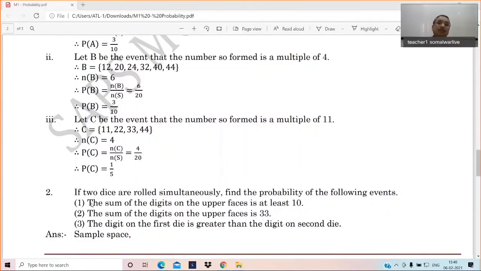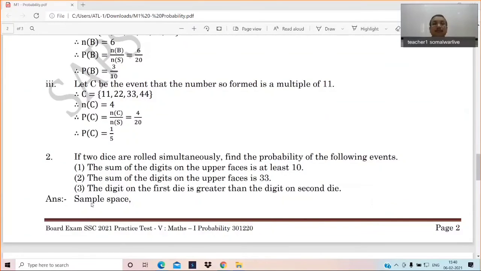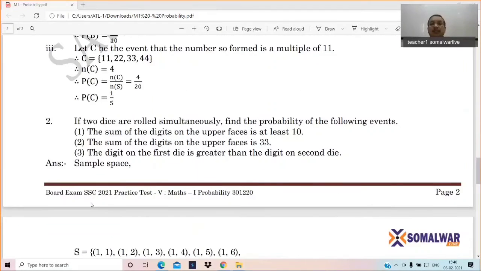Okay. Now, coming to the second question. If two dice are rolled simultaneously, each die will have 6 outcomes. So, total number of outcomes is 6 into 6, 36. Then find the probability of the following events: the sum of digits on the upper face is at least 10; the sum of digits on the upper face is 33; the digit on the first die is greater than the digit on the second die.